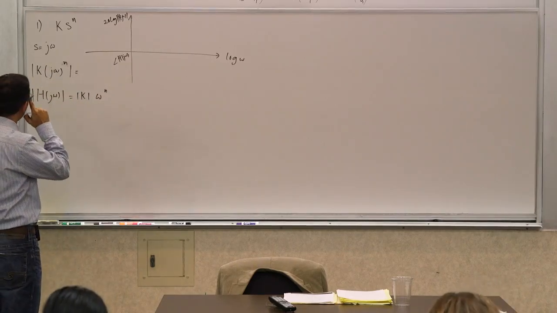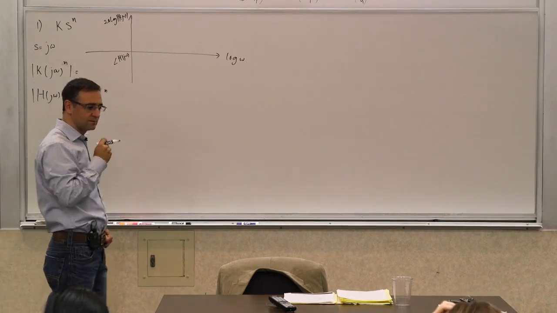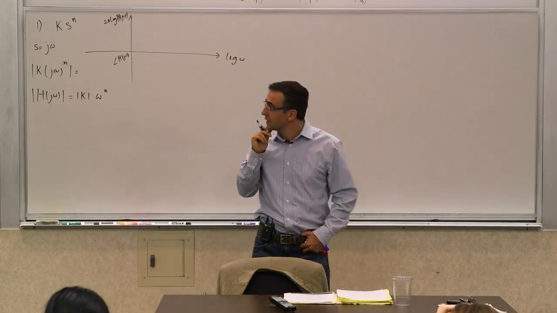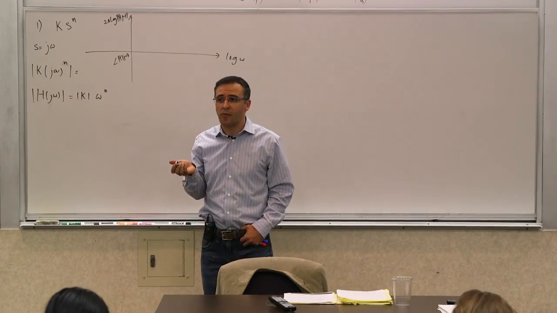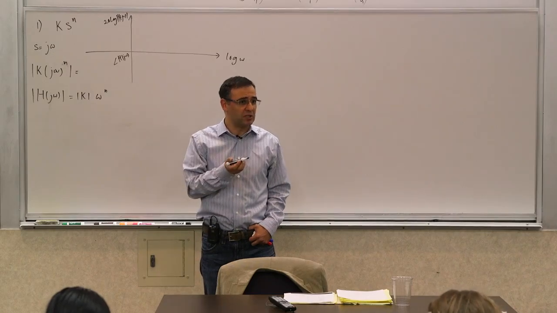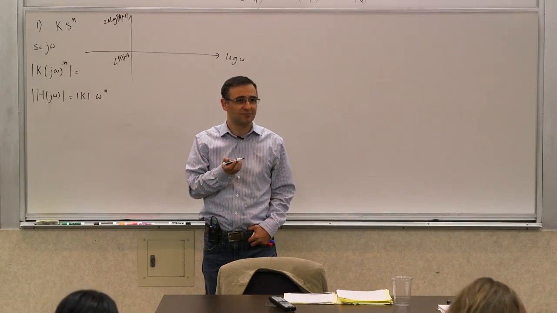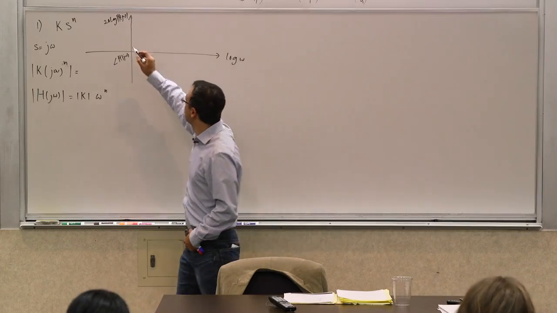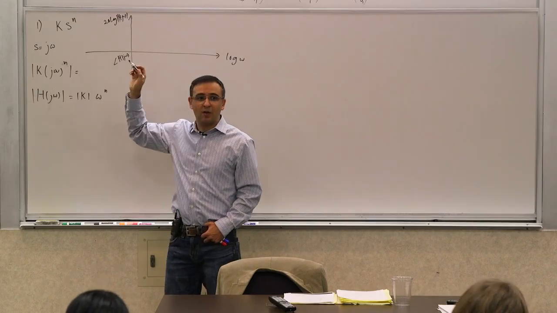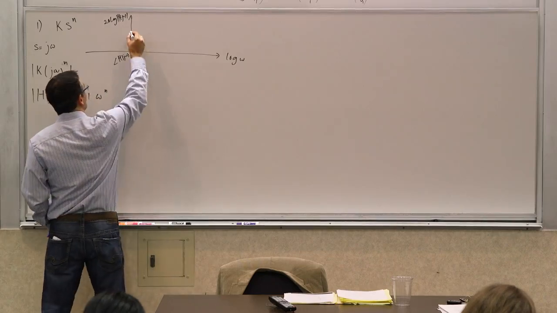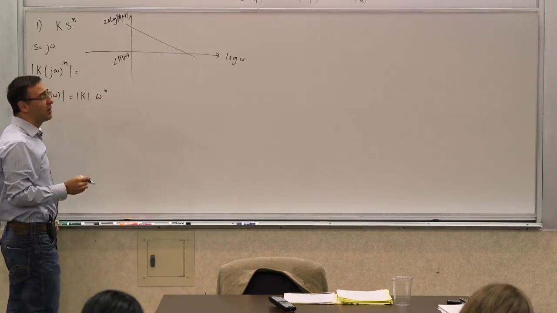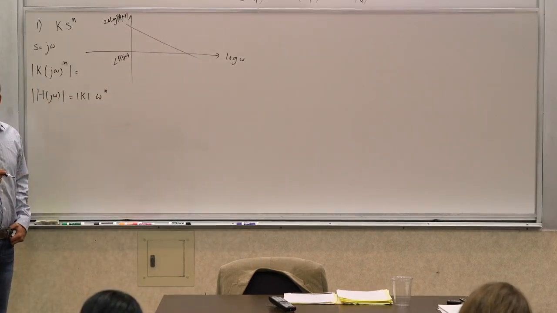So how does that look on the magnitude part of it? Well, it depends on n, right? If n is 0, what do you see? Just a constant, obviously. You see a flat line. What do you see if n is negative 1? You see a line dropping this way. Remember, it's a log-log plot. It's 1 over omega.